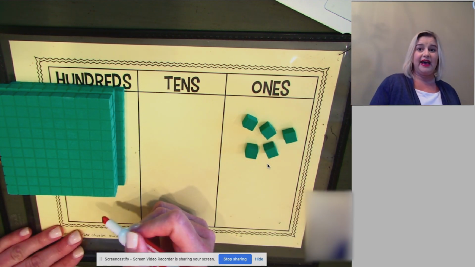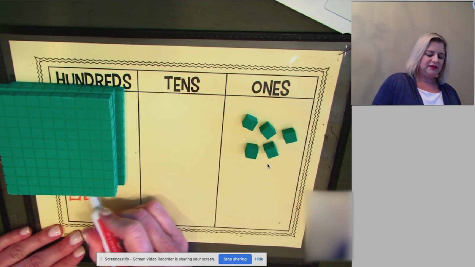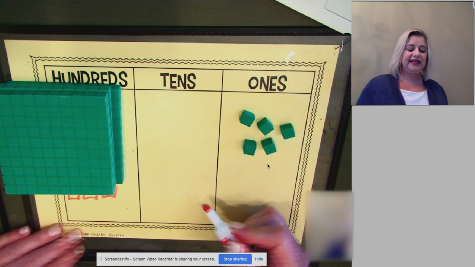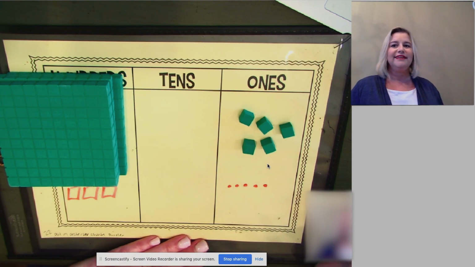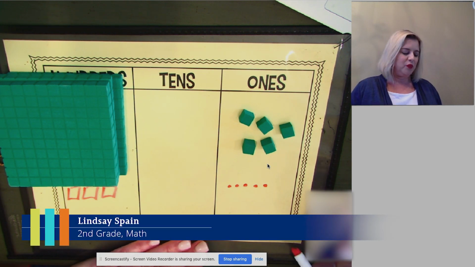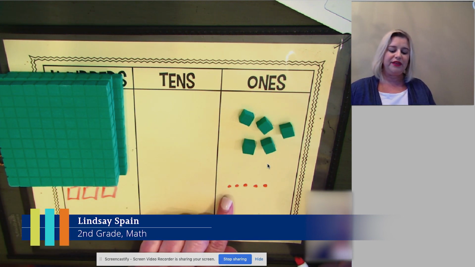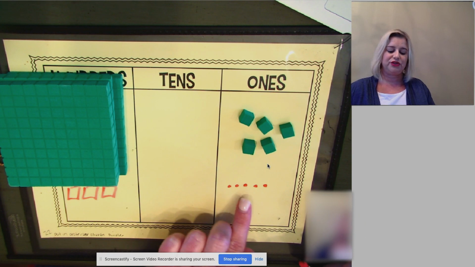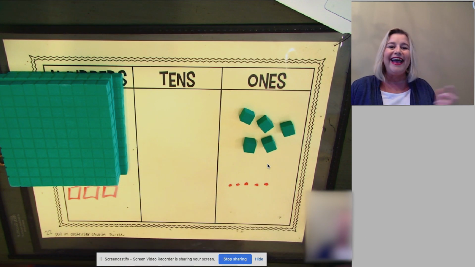So we have 300s. We do not have any 10s. And we have 5 1s. Awesome job. Let's count to make sure. We have 100, 200, 300, 301, 302, 303, 304, 305. Excellent. We achieved our number.